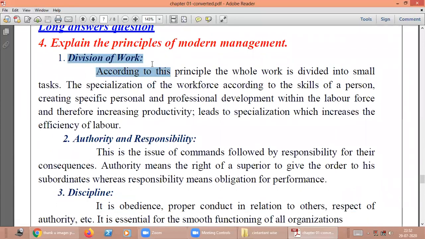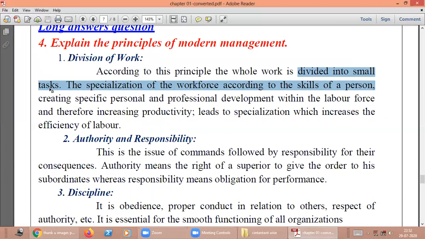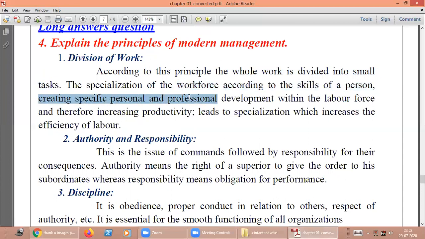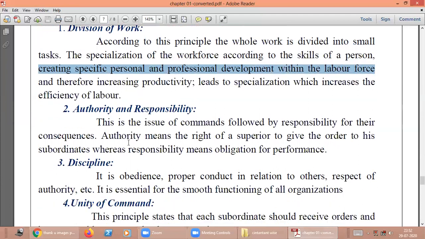First point, division of work. Division of work means dividing into small tasks. The whole work is divided into small tasks, which is called division of work. The workforce is assigned according to the skill of the person, creating specific professional development within the labor force. This is the division of labor.